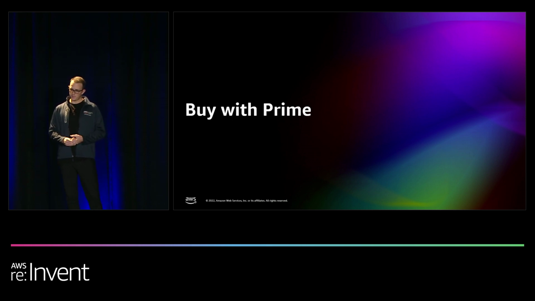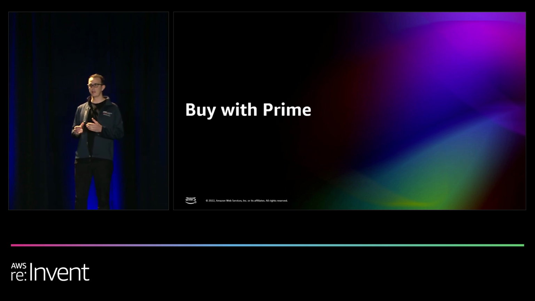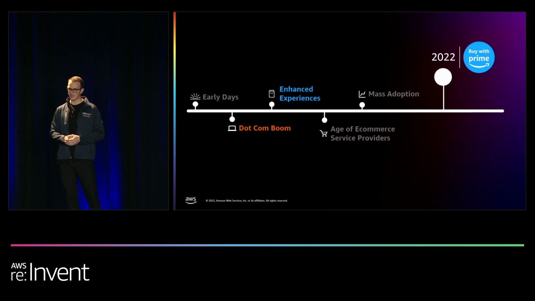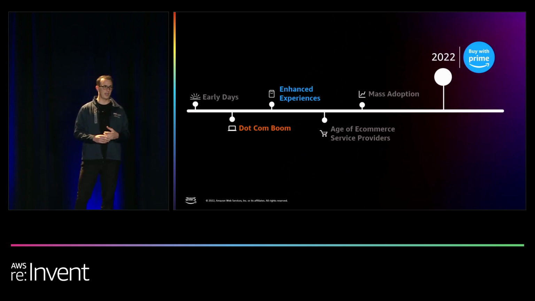So, Buy with Prime, at its core, enables you to extend Prime benefits from Amazon.com to your own store. So it's not Amazon, it is your storefront, but you're able to provide the Prime benefits that customers know and love: fast free shipping, free returns, our entire fulfillment network. But it's your data, you're in control of it, and you get to provide that on your storefront. So let's go back to the timeline. Like I said, Buy with Prime was announced this year in April.